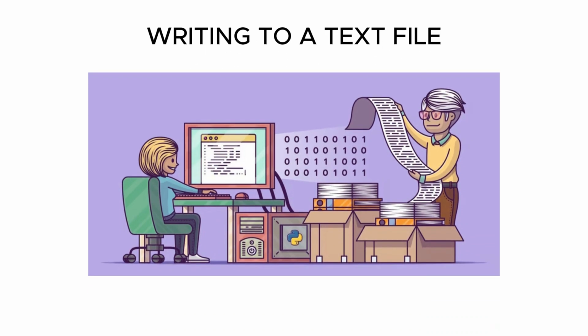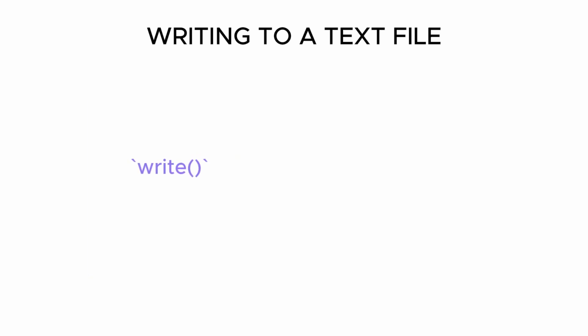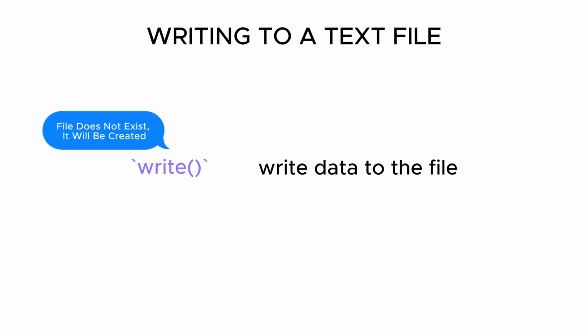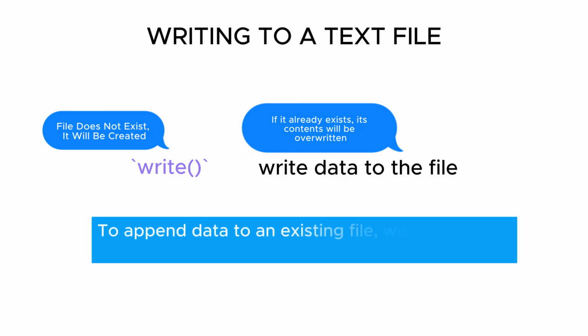Writing to a text file. To write to a text file in Python, we can use the open function with the file name and the mode set to w. We can then use the write method to write data to the file. If the file does not exist, it will be created. If it already exists, its contents will be overwritten. To append data to an existing file, we can use the mode a instead of w.